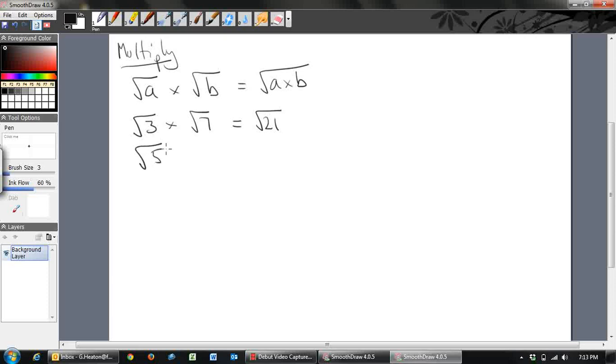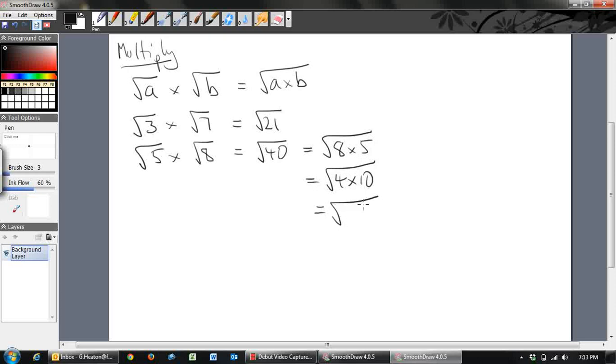Okay, another example, let's just do one more. Root 5 times root, what's a good number? 8, something like that. If I multiply that together, you guessed it, it's root 40. So multiplying is really, really simple. And you can go both ways, obviously. If you've got root 40 like this, you can write that as root 8 times 5. I could write that as root 4 times 10. What's another one? 2 times 20, anything like that.